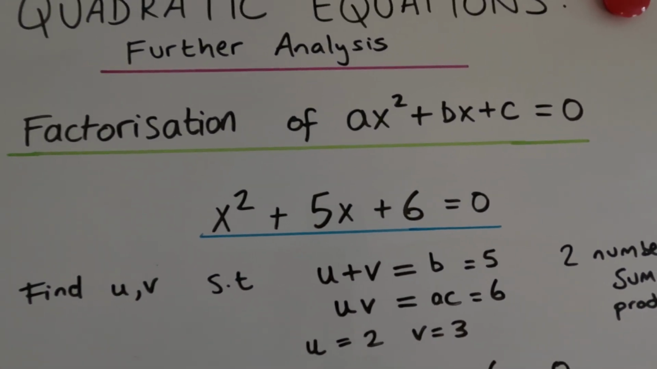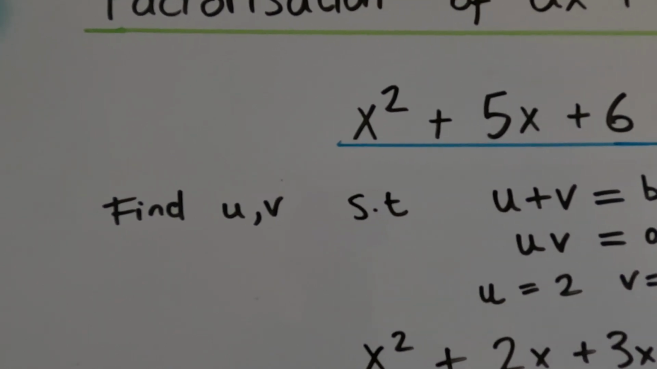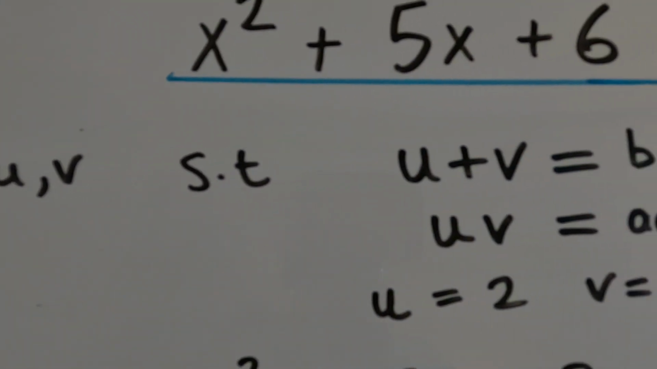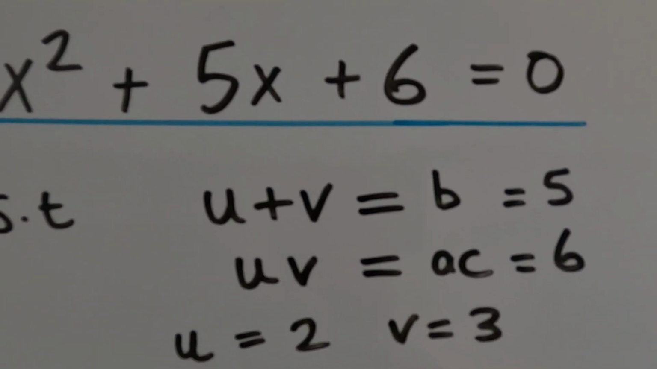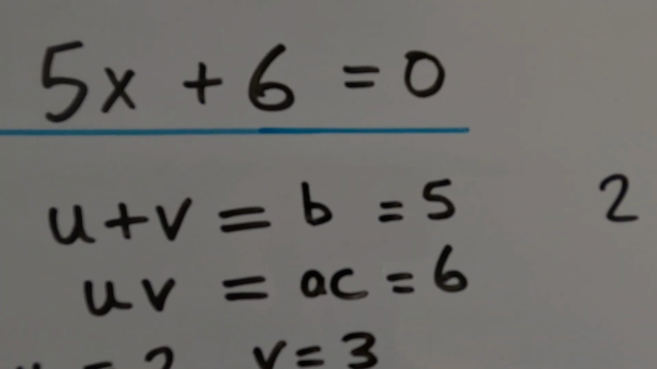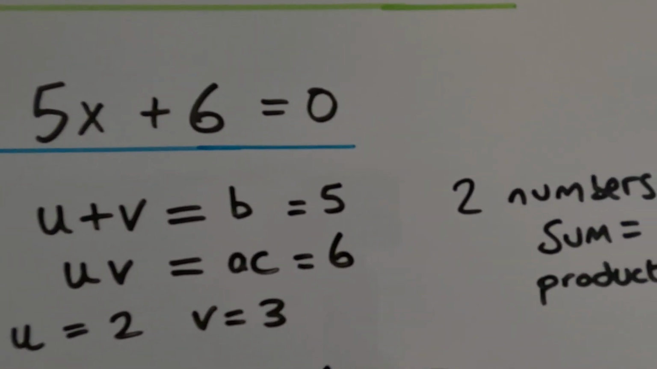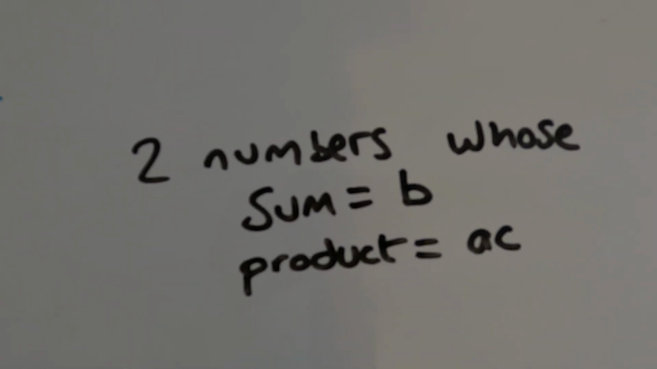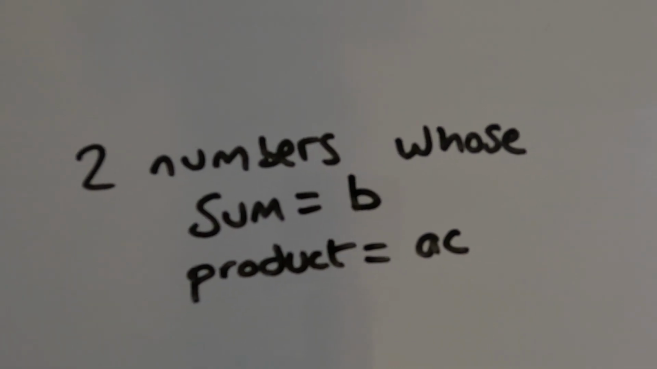Let's factorize it. So the method, the way I was taught, is find two numbers u and v such that u plus v equals b and u times v is equal to ac. So here b is 5 and ac is 6 because a is 1. So two numbers whose sum is equal to b and whose product is equal to ac. So this is the underlying principle in the method, right?